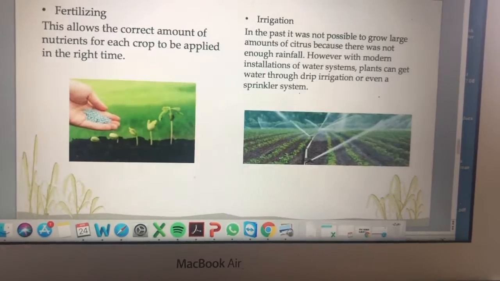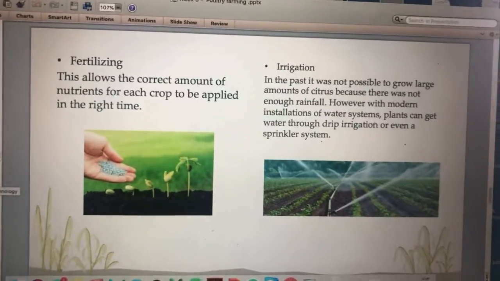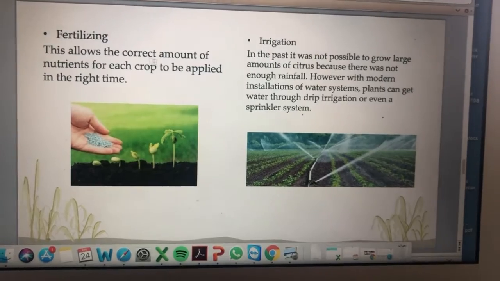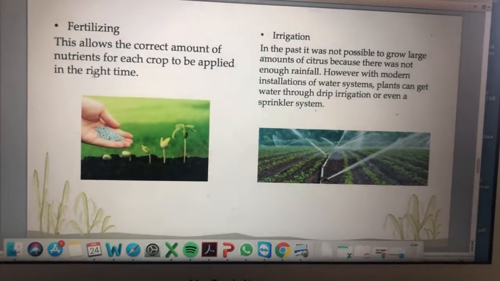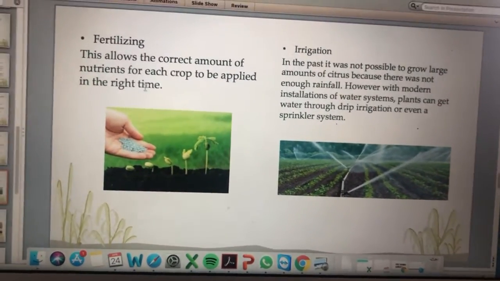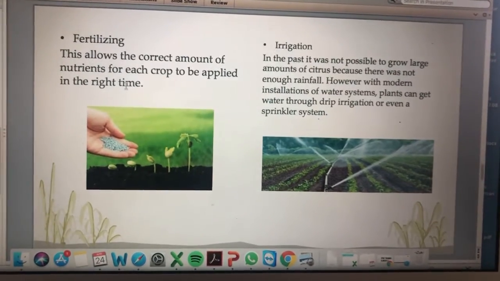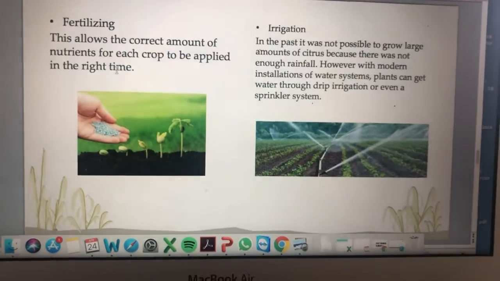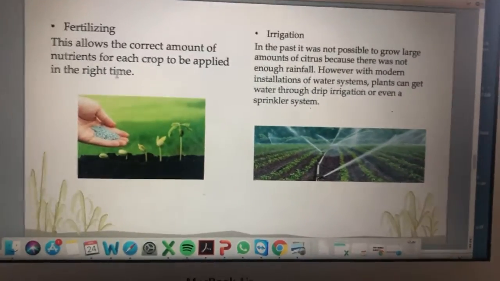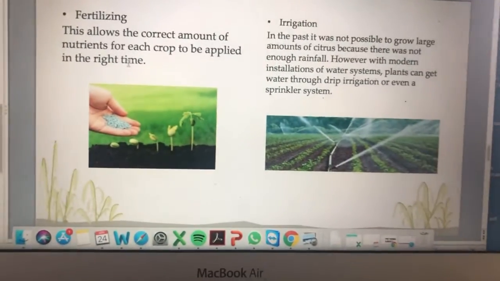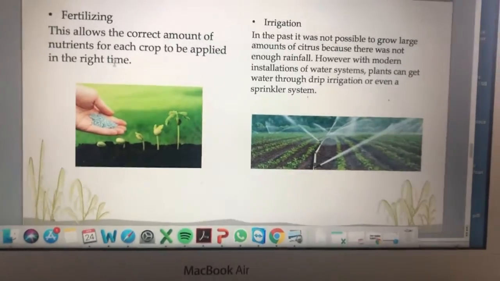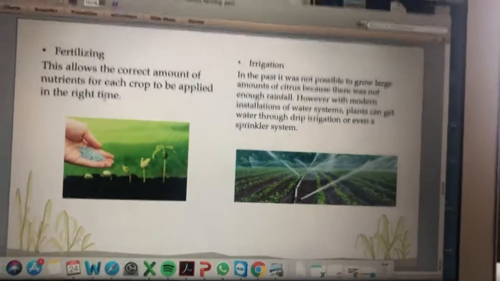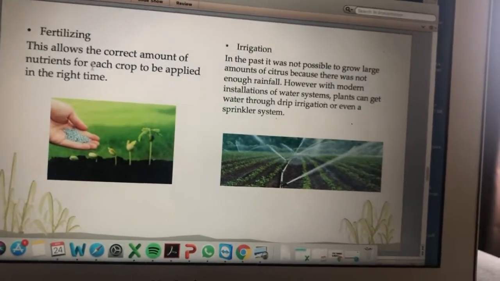Let's look at some of those. Let's make a note of them. Fertilizing. Now, if it's an artificial fertilizer, this allows the correct amount of nutrients for each crop to be applied at the right time. Now, there are difficulties. If you keep using artificial fertilizer, it doesn't have that humus that we spoke of previously. And over time, this can make the soil lose its nutrients, so that you could have a problem in a few years' time, okay?